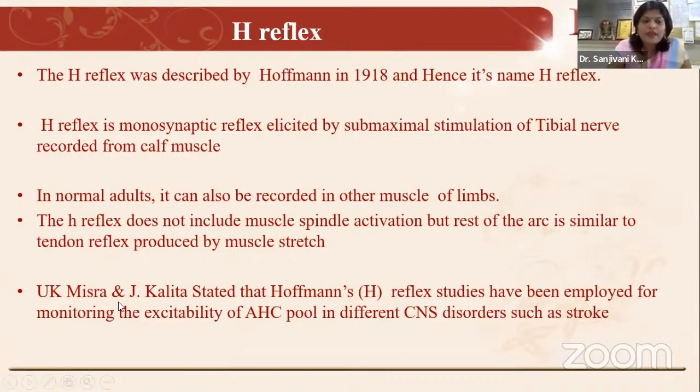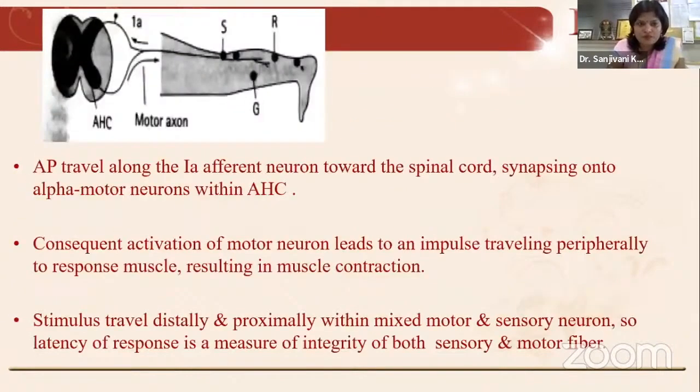According to Kalita and Misra, H reflex studies have been employed for monitoring the excitability of the anterior horn cell pool in different CNS disorders such as stroke. So they give us a starting point, that where there is anterior horn cell excitability, we can use the H reflex as an assessment tool. So what exactly happens in the H reflex?